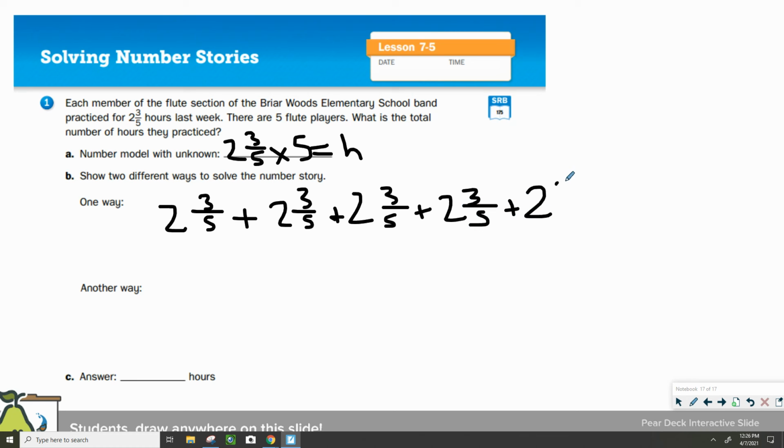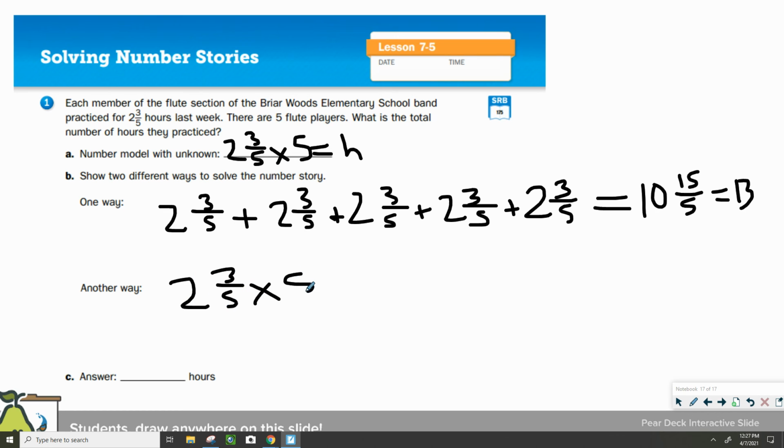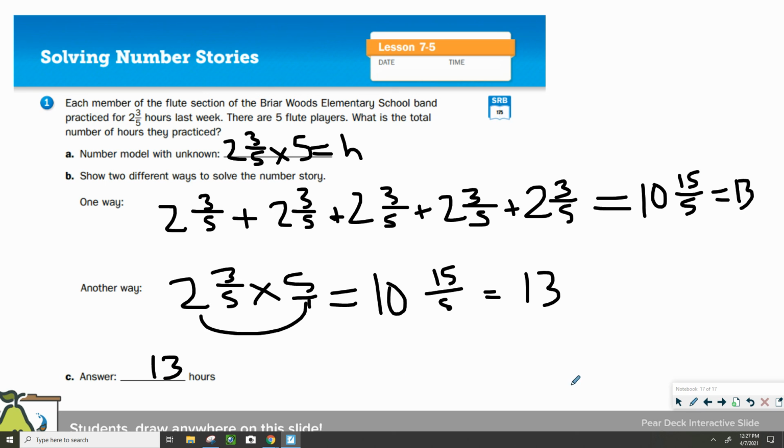I could do repeated addition, 2 3/5, and I can add that 5 different times. So when I add this, I get 2, 4, 6, 8, 10 full hours. And then 3, 6, 9, 12, 15/5, which I know is 3. So 10 plus 3 is 13. I could also do 2 3/5 times 5. And remember, we're going to do our whole numbers. 2 times 5 is 10. Look what I got over here, a 10. And then this would be 15/5, because I would make that into a fraction. And then I know, again, that that would be 13. So my answer is 13.